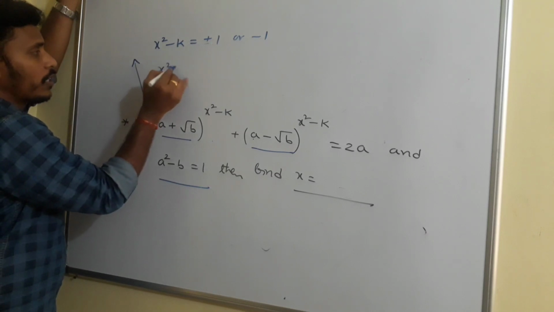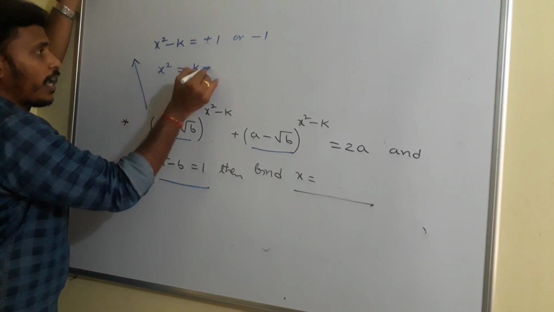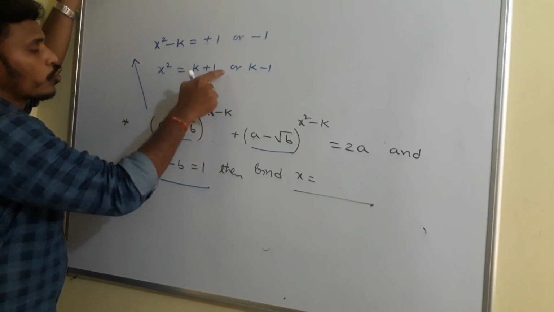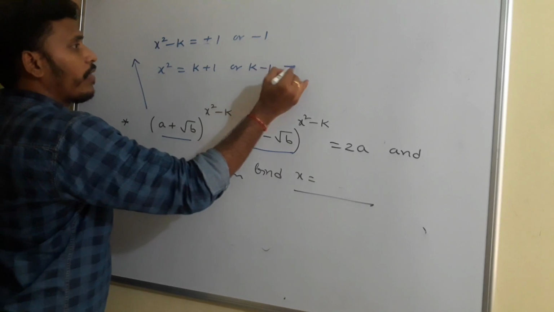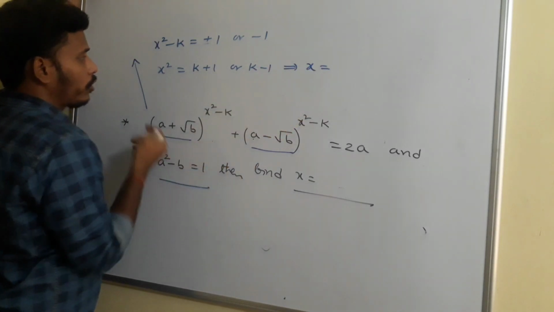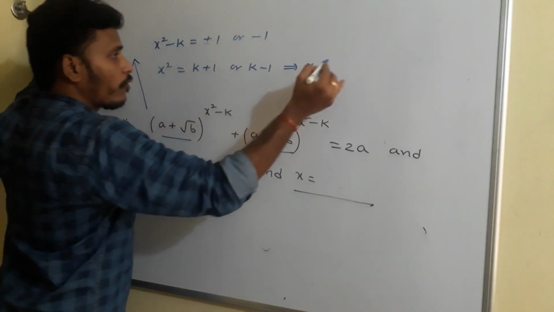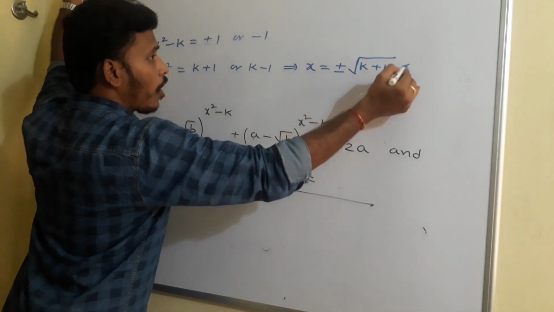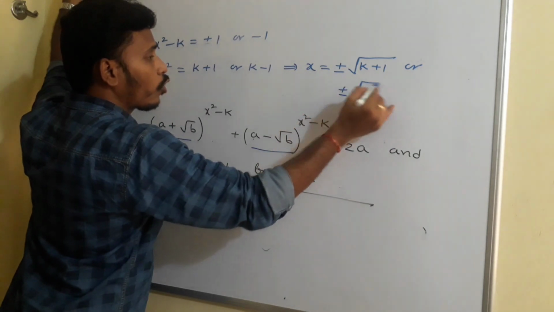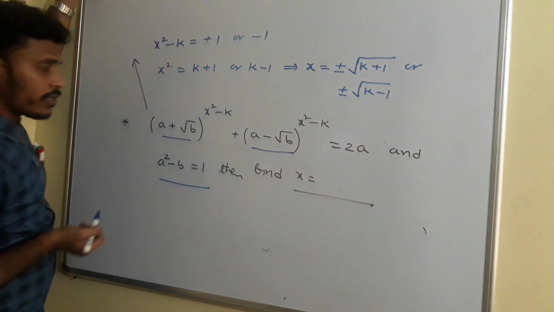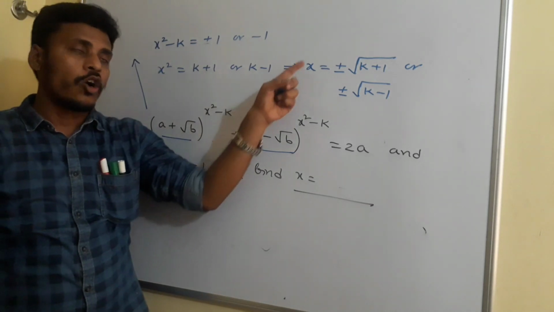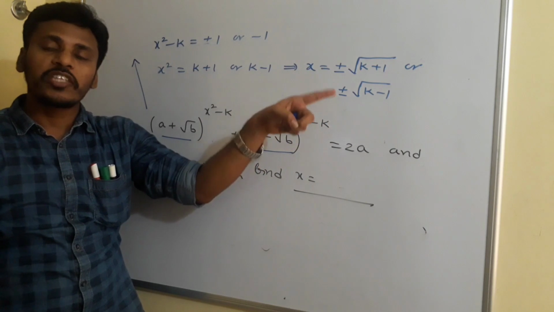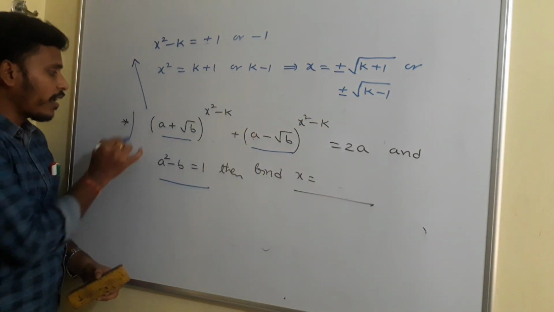From there, x square is equal to, if you send k to that side, k plus 1 or k minus 1. Since x square is equal to k plus 1 or k minus 1, I will calculate that x is equal to, if you remove the square, plus or minus root of k plus 1 or plus or minus root of k minus 1. That means we have 4 possibilities for x: root k plus 1, minus root k plus 1, root k minus 1, minus root k minus 1. This is the generalized case.